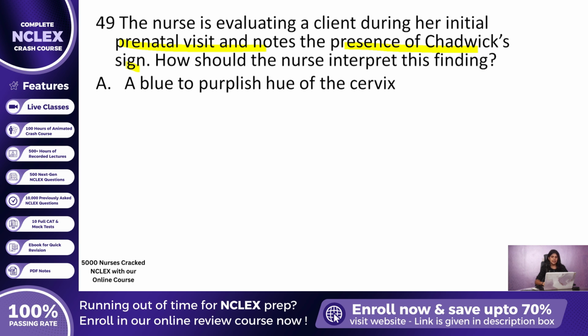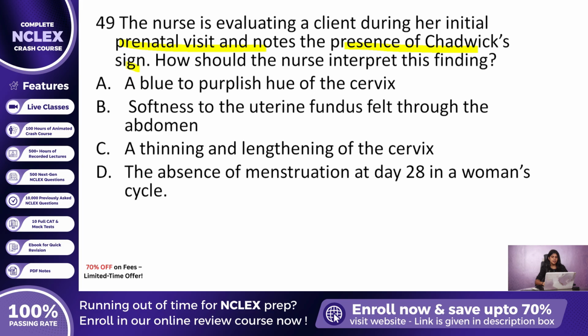C. A thinning and lengthening of the cervix. Or D. The absence of menstruation at day 28 in a woman's cycle. The correct answer is Option A. A blue to purplish hue of the cervix.